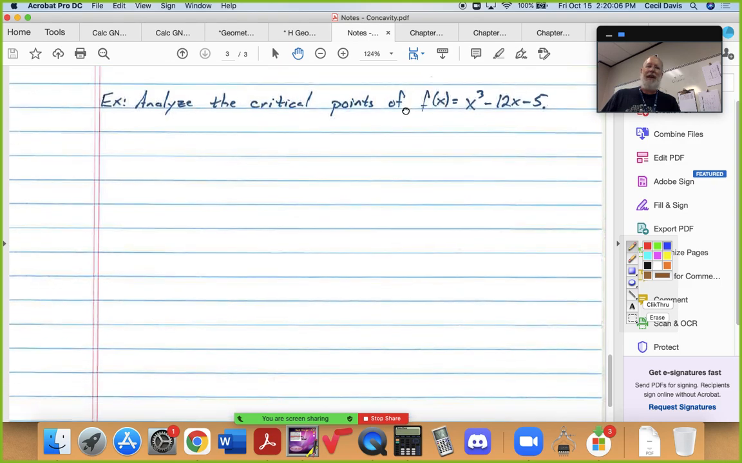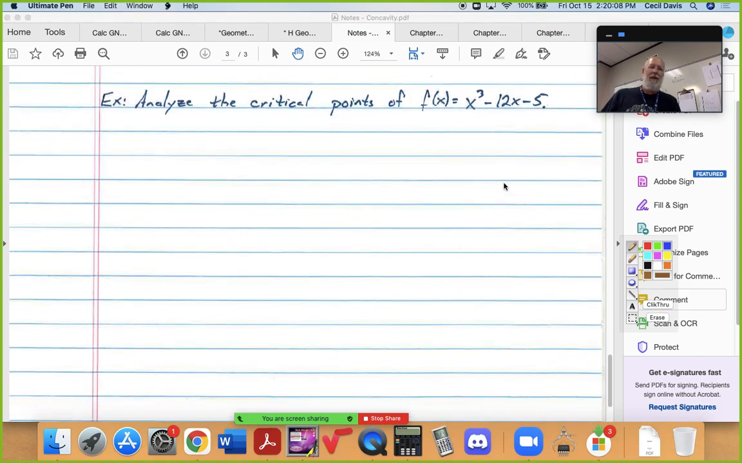So let's use this to analyze the critical points of this function. f prime of x is 3x squared minus 12. I'll set that equal to 0. I think you can probably do that in your head. x is plus or minus 2. I could do a number line and look at how the sign changes to find where I've got maximums and minimums. But I could also do this.